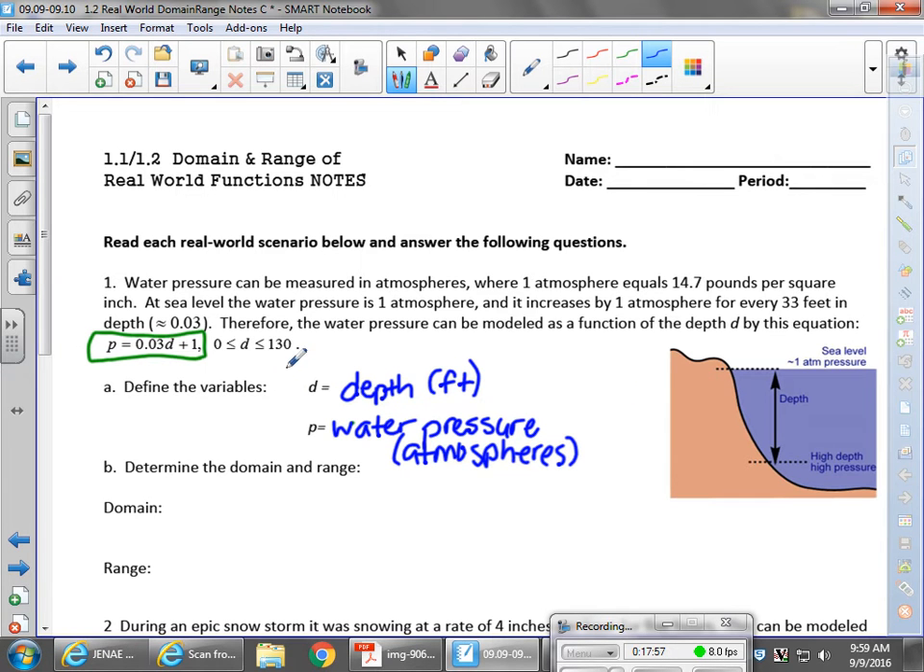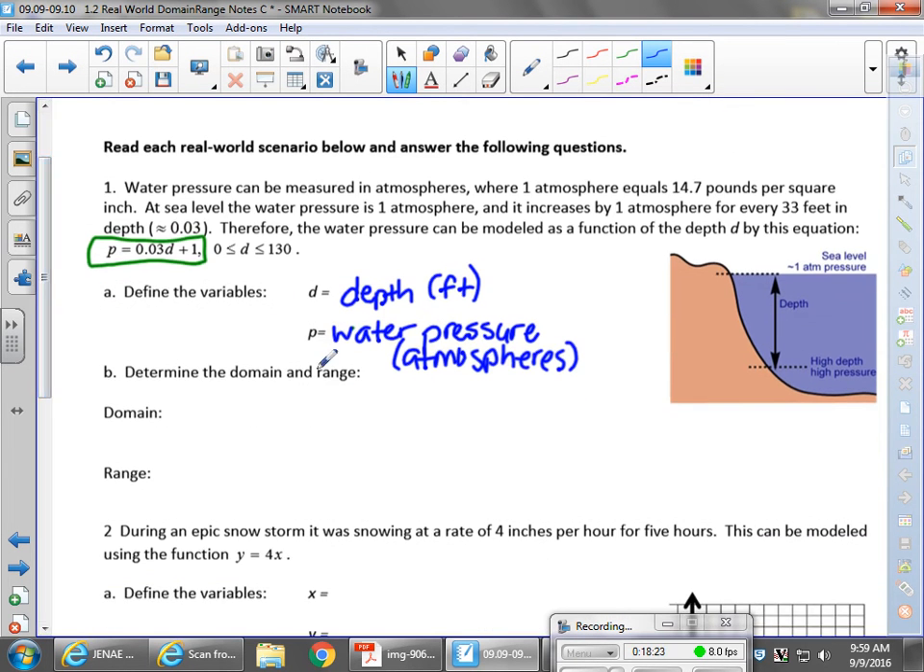It kind of was a giveaway, D for depth, P for water pressure. If this had said X and Y, I would hope that you would reason which do you need to know first. You need to know your depth to then know what water pressure you're experiencing, which is what makes depth my independent variable and pressure the dependent variable. Okay, good job. Now, here is our question.